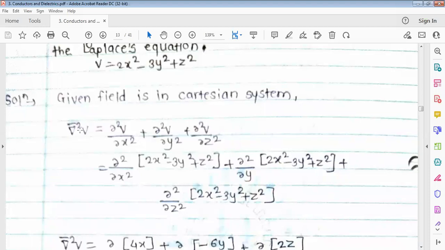That's why we have to use del square V is equal to ∂²V/∂x² plus ∂²V/∂y² plus ∂²V/∂z². So it is equal to ∂²/∂x² of this V, and every time you have to put V here. Sorry, here y square: it is ∂²/∂y² of this V and ∂²/∂z² of this V. So just differentiate.